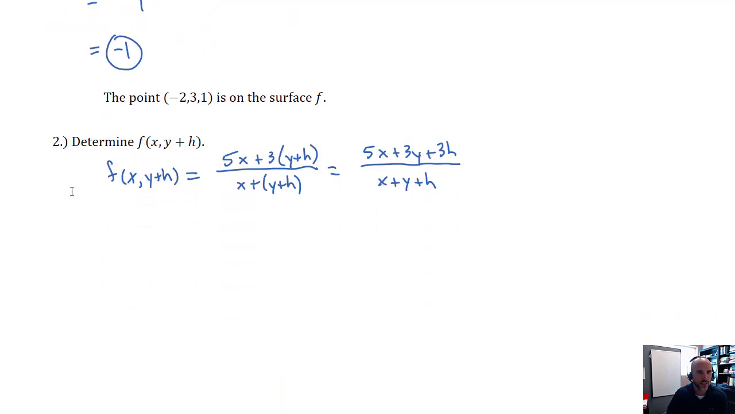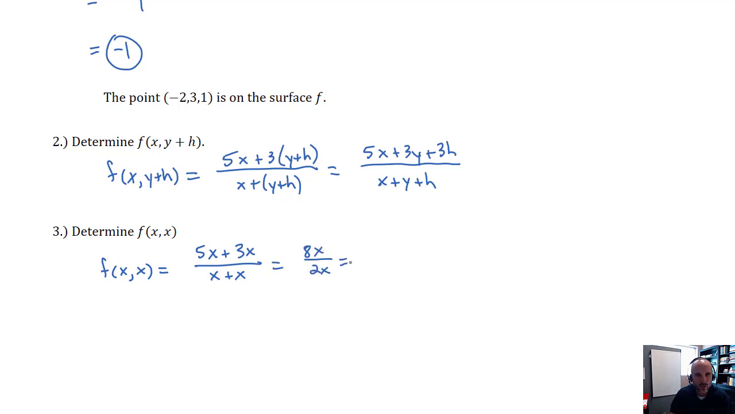Let's determine, number 3, this will be an interesting example, f of x comma x. All right. So we're going to plug x in for x and x in for y. So f of x comma x equals 5x plus 3x over x plus x. And this simplifies a little bit. We get 8x over 2x, which simplifies down to 4. So let me show you what's going on here. Notice that y is equal to x, okay? Y is equal to x.